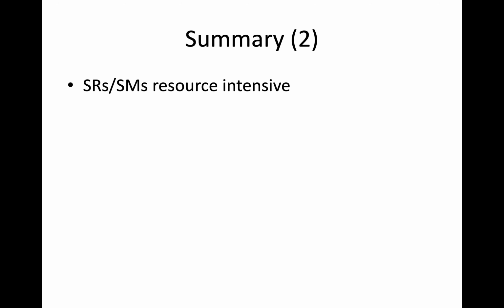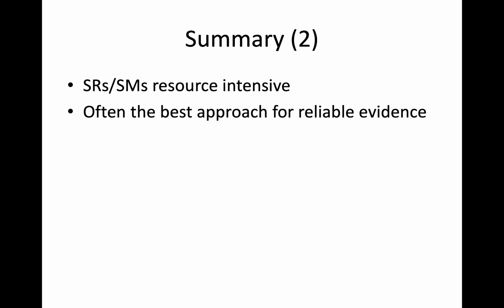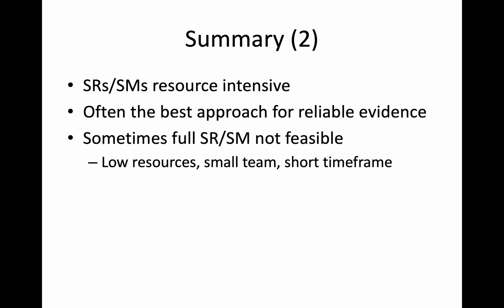We've also seen that systematic reviews and systematic maps are very resource intensive. They're often the best approach if we want really reliable evidence, but sometimes full systematic reviews and systematic maps aren't feasible because we might have low resources, we might have a very small team, we might have a particularly short time frame. In an ideal situation, we would revert to a full systematic review or a systematic map.